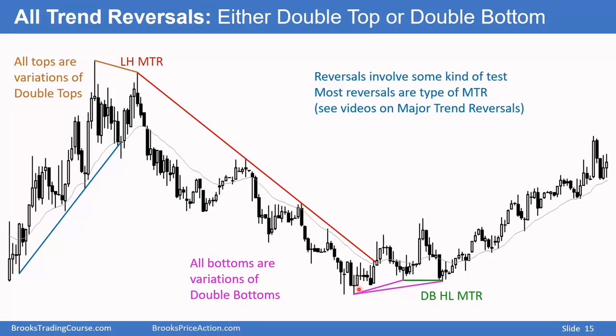A bear trend, and then a test of the bear trend here, and again here, creating some kind of a double bottom. And the bear trend fails to continue down, and the market goes in the opposite direction. The bull trend tried to resume, but it failed a second time, creating a double top, and that led to the reversal.